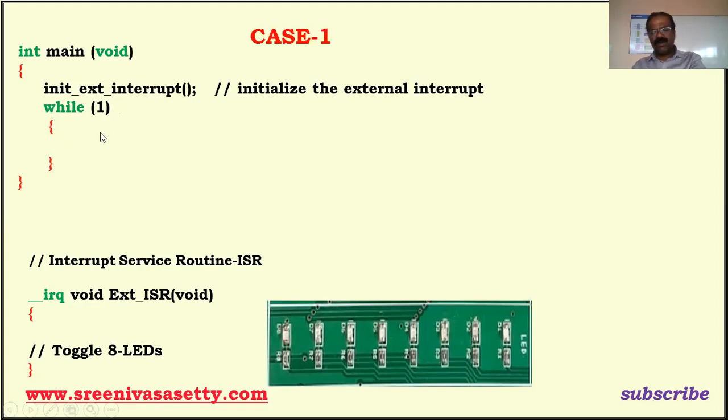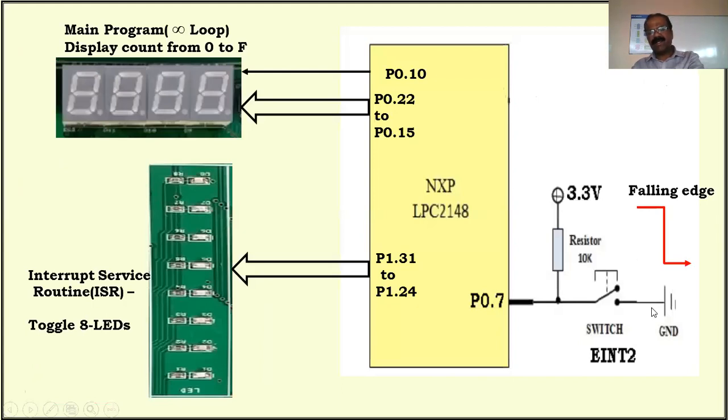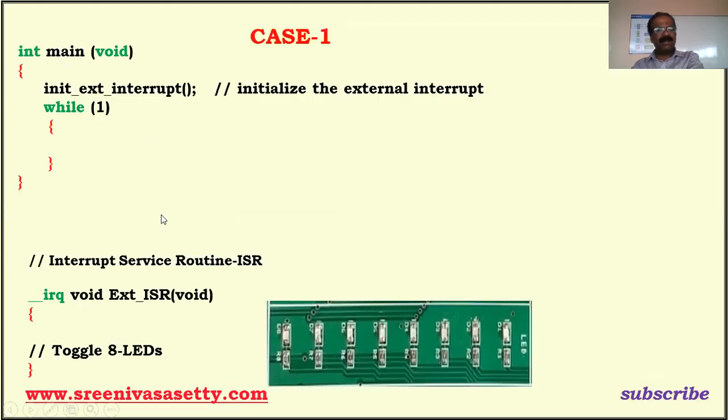Assume we press this interrupt switch. The interrupt switch is nothing but a push button switch connected to P0.7. We are configuring this as external interrupt 2. Once you press this button, it comes to know that there is an interrupt request. Then immediately it takes you to the interrupt subroutine, the interrupt service routine. It comes to this particular program.